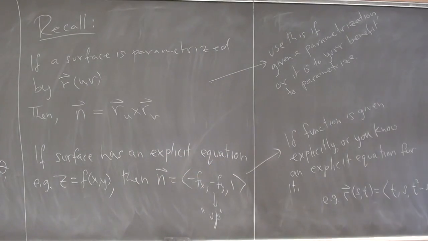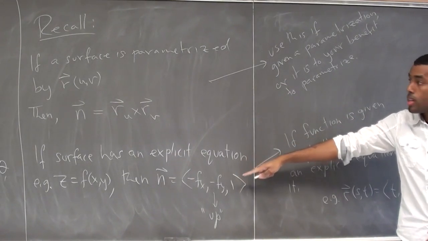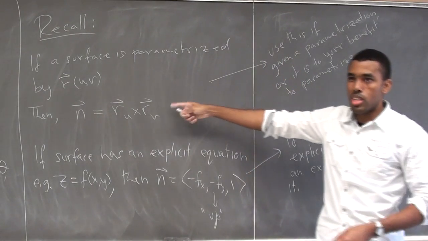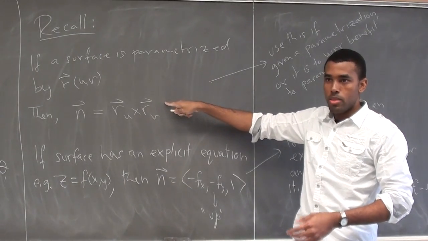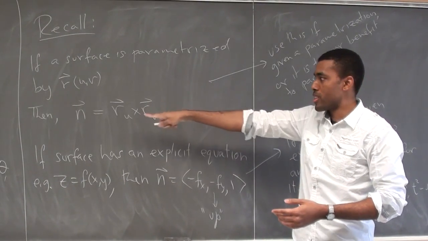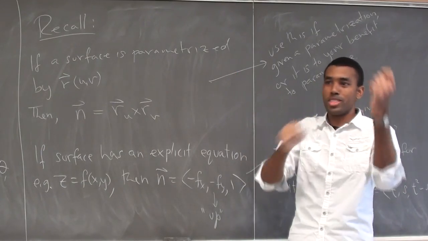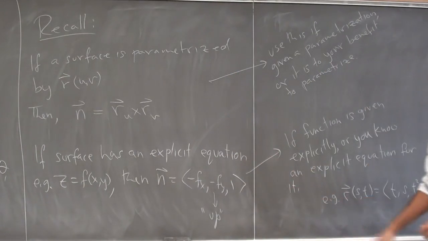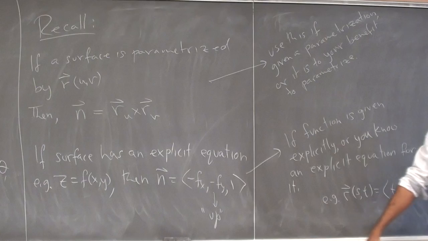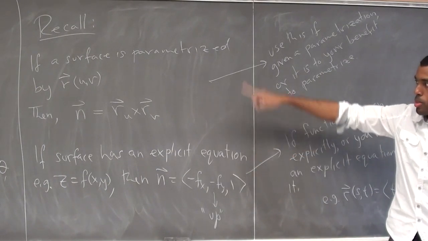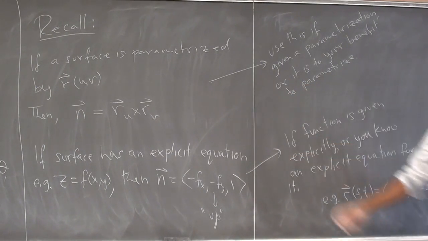So if you recognize it and you can get an explicit equation, I would suggest you get the explicit equation and do it this way. A lot of times the cross product is going to be a lot of work, especially if you don't have all constants. If you have functions in these vectors and your cross product has functions all over the place, it gets confusing. It's much easier to do this. So try to do it this way as much as possible.